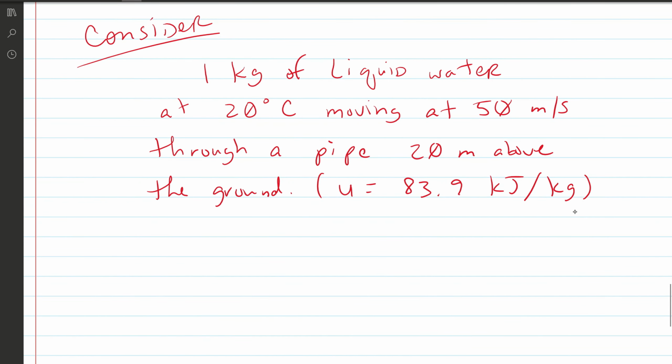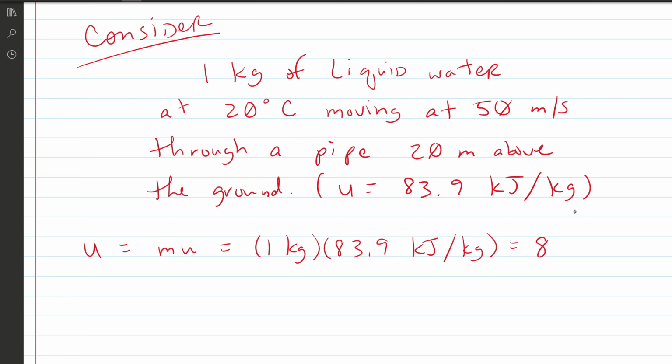All right, so now let's look at the contributions of each type of energy, right? So we have U, which is m times u. So that's 1 kilogram times the 83.9 kilojoules per kilogram. Crunch those numbers a bit, and we'll get 83.9 kilojoules.